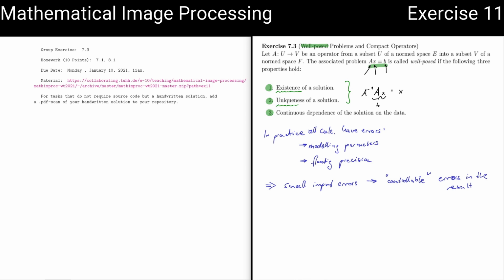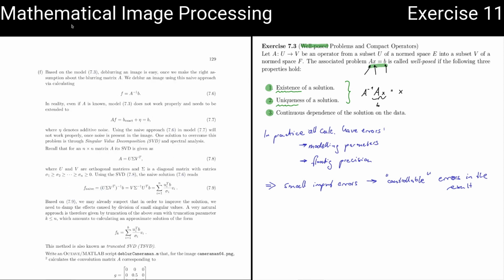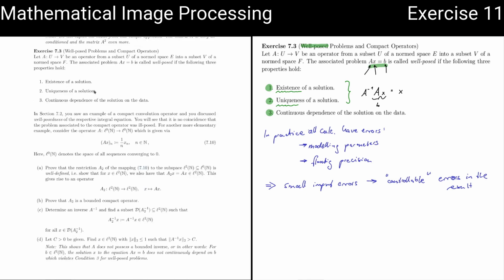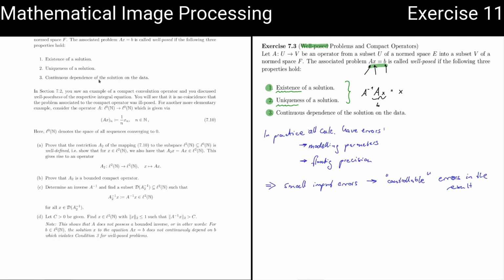And to this end, I brought a very simple example that may not be a realistic one, but it's so simple that we can observe everything that can go wrong with inverting an operator and looking at the continuous dependence on the data of a problem Ax equals b. And this is what I brought in exercise 7.3d.